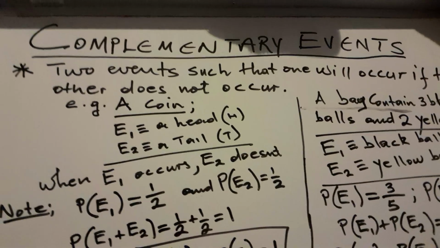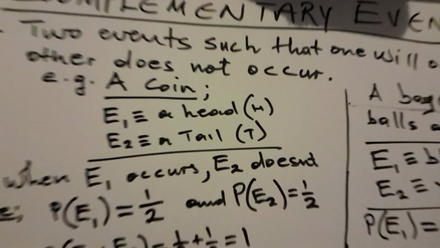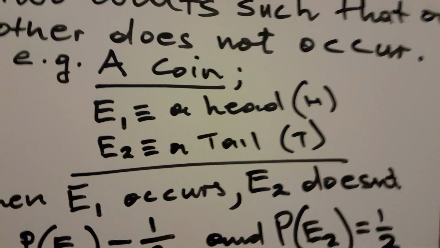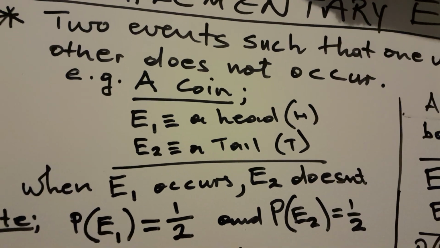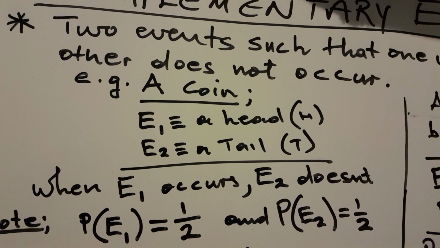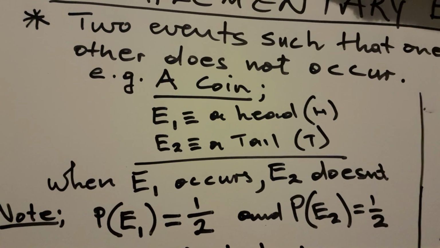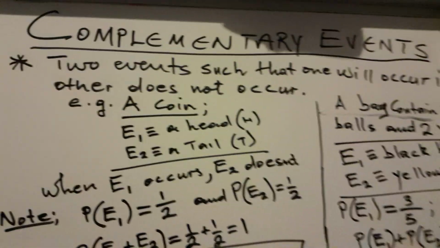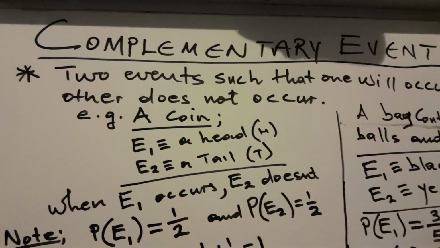For example, if you have a coin and your event 1 is a head, event 2 a tail. When a head appears, a tail will not, and therefore those two events are said to be complementary. They cannot happen at the same time. One is outside the other one.